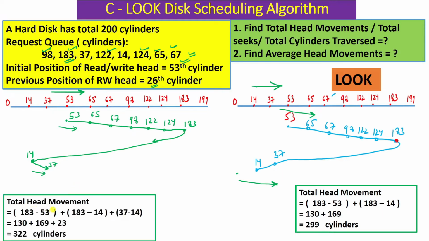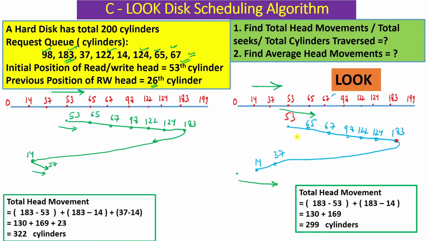From 53 to 183 we have 130, the same thing we saw in the LOOK algorithm. Now from 183 to 14, the head movement is 183 minus 14, that is 169. Then from 14 to 37 the difference is 23. So we got 322 cylinders traversed in the C-LOOK algorithm.